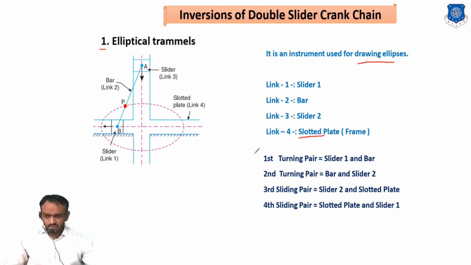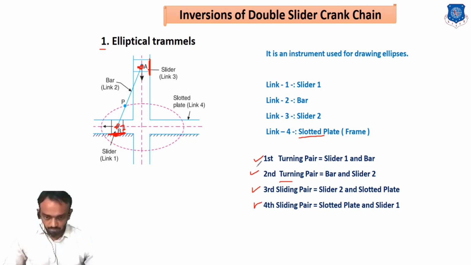But first of all, which types of pairs are in this mechanism? There are four pairs. First is a turning pair between slider 1 and the bar. Number 2, the bar and slider 2, the second turning pair. Here is sliding pair number 3, and slider 1 and the frame is the fourth. So that's how four pairs are there.